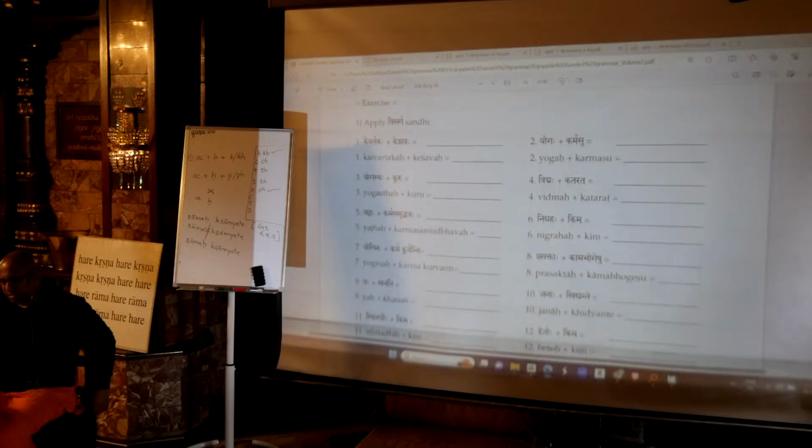So, you can see. Kaivartakaha plus Keshavaha. What will happen here? Kaivartakaha plus Keshavaha.